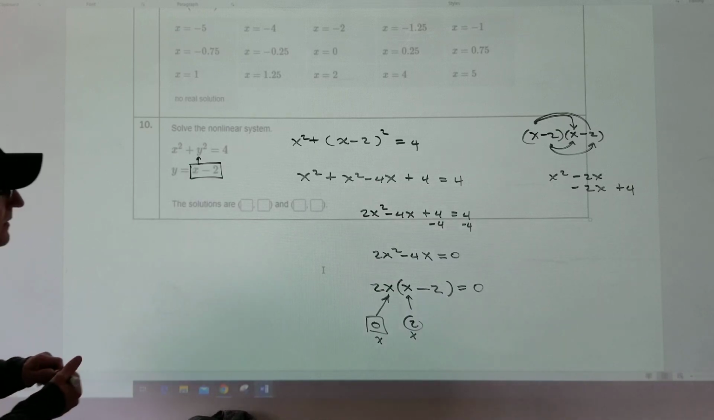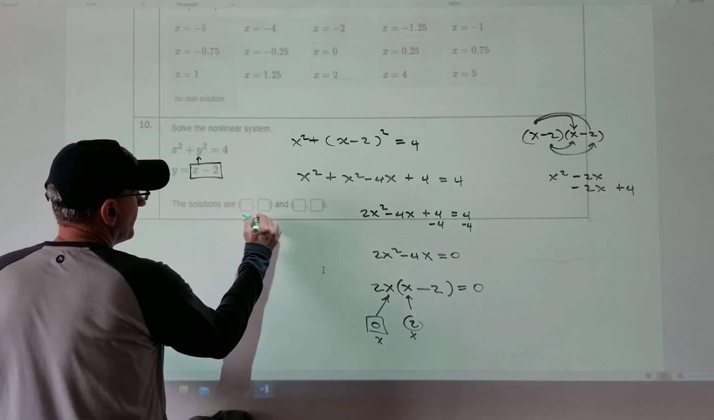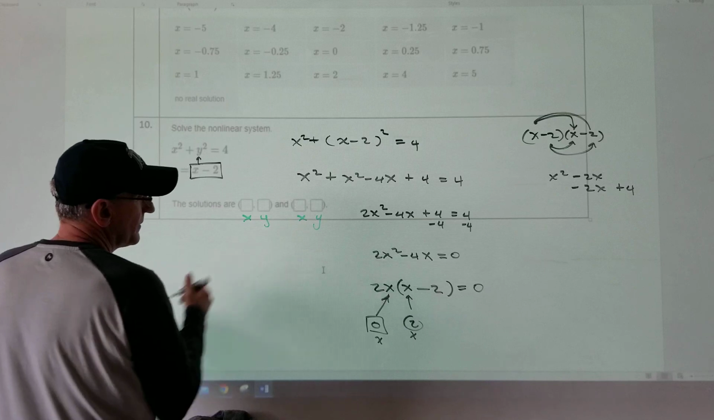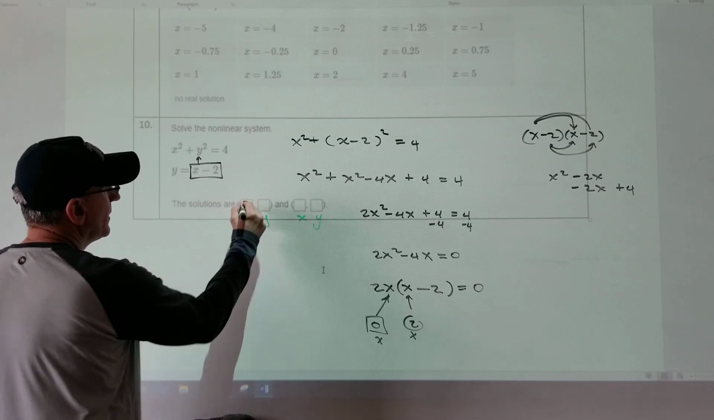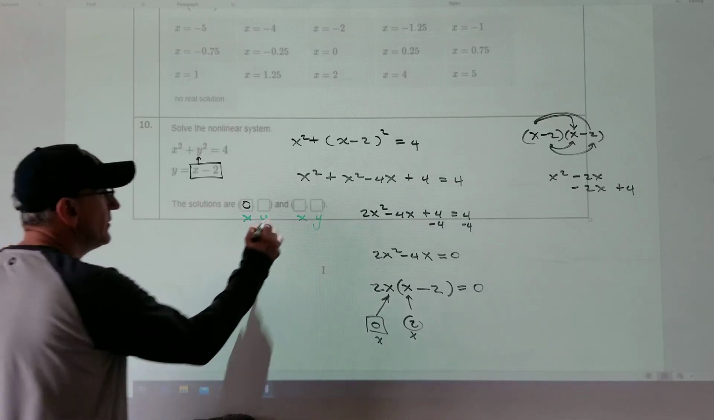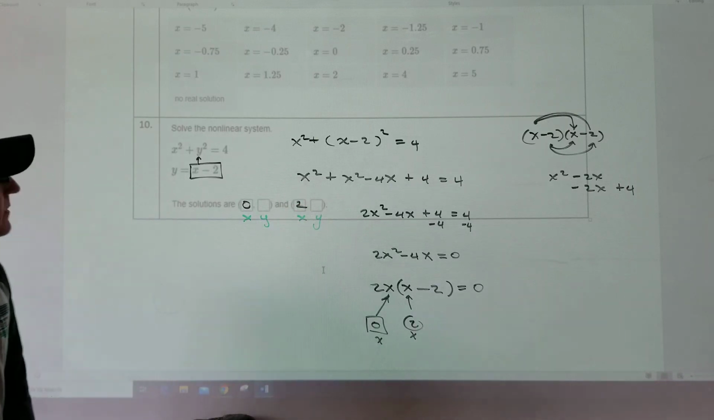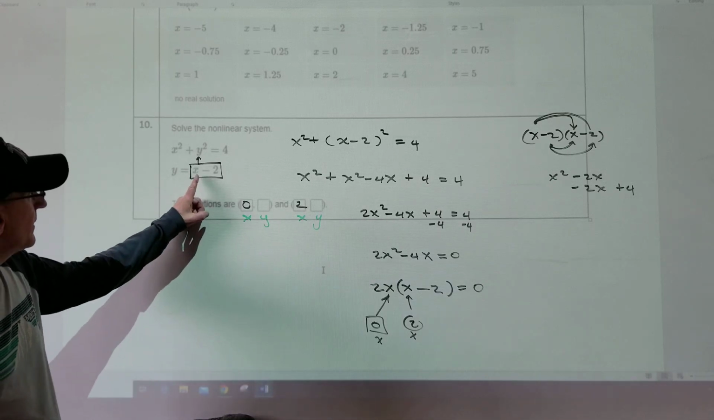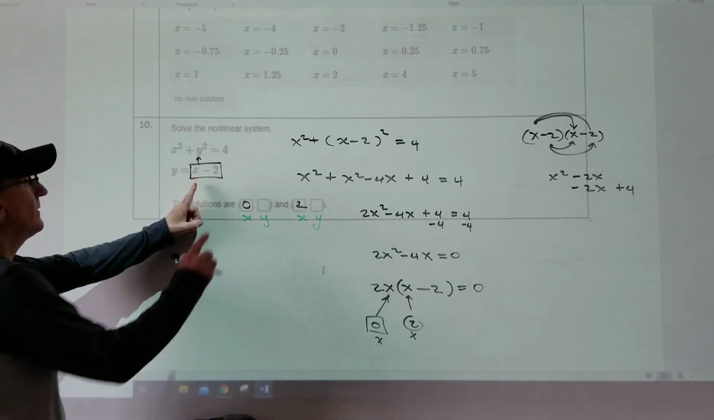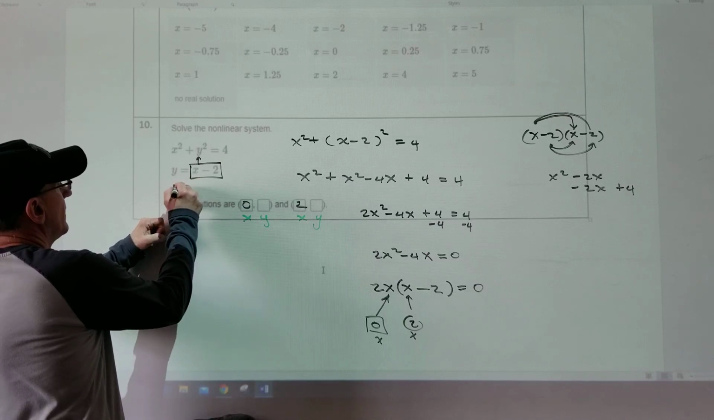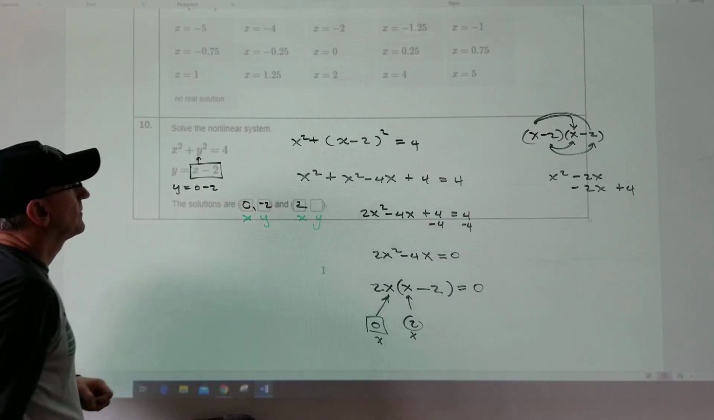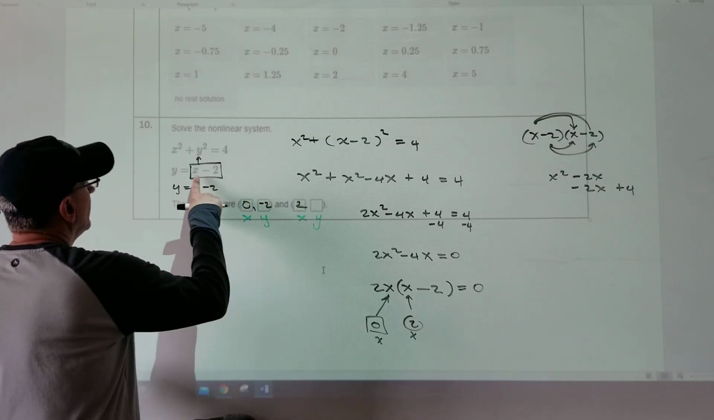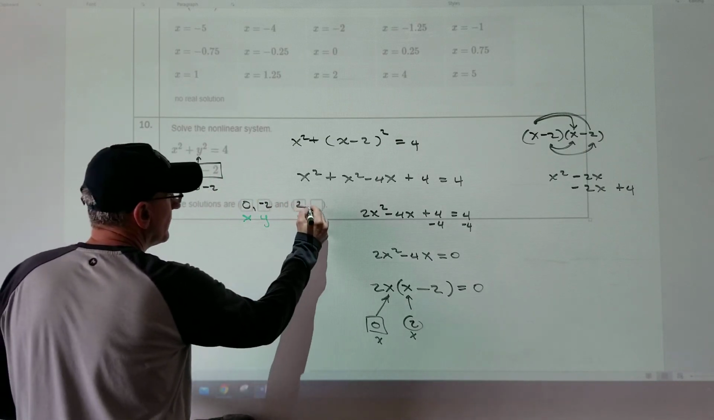One of the ordered pairs starts with a 0, and you'll have to figure out what the other number is. The other ordered pair starts with a 2. You'll have to figure out what the other number is. The best place to go to figure that out is here. So if I take the 0 and plug it in there, I get y equals 0 minus 2, and that's negative 2. Plug this 2 in there, and you get 2 minus 2, and that's 0.